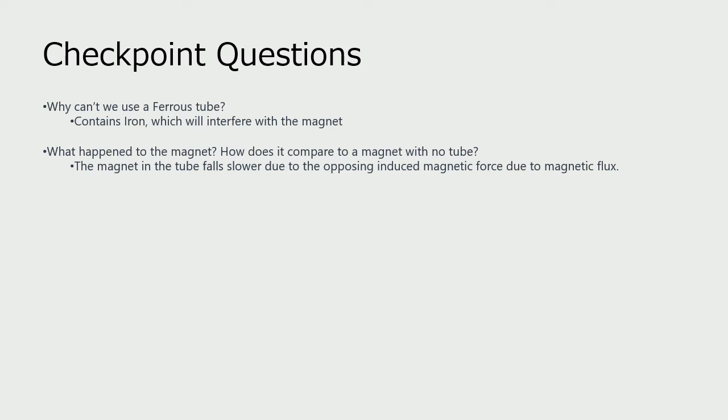So some quick checkpoint questions. Why can't we use a ferrous tube? Well, ferrous means it contains iron, which will interfere with the magnet, therefore changing our times.